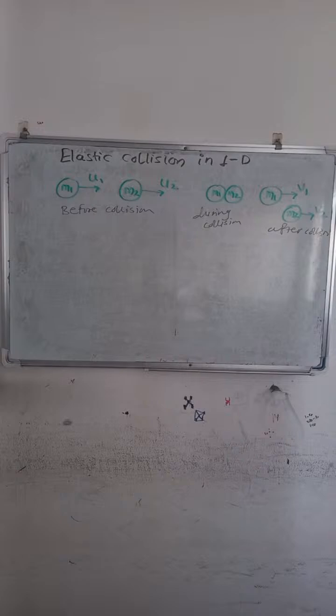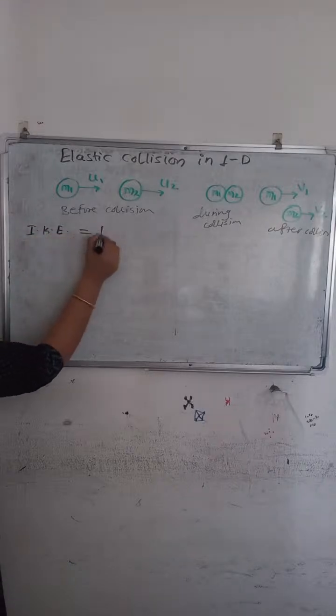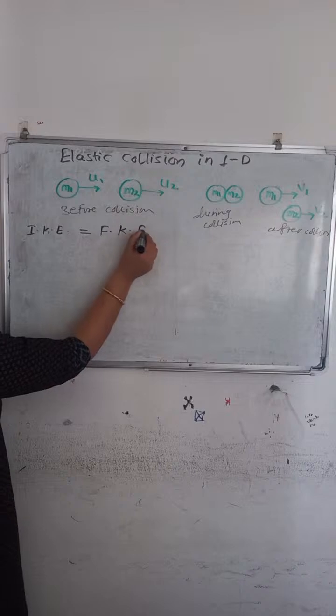Since in elastic collision the total kinetic energy is conserved, we can write it for the two different bodies: initial kinetic energy is equal to final kinetic energy.